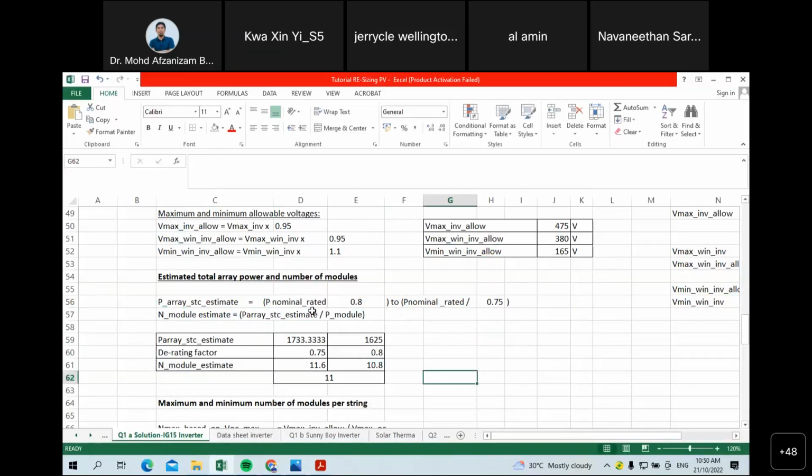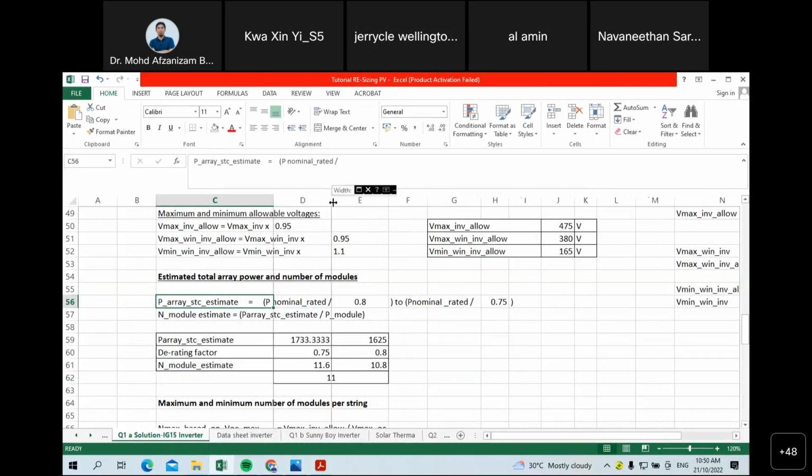Power nominal rated. Nominal rated type 0.8 to P nominal rated divide by 0.75. Delta, small delta. Alright.